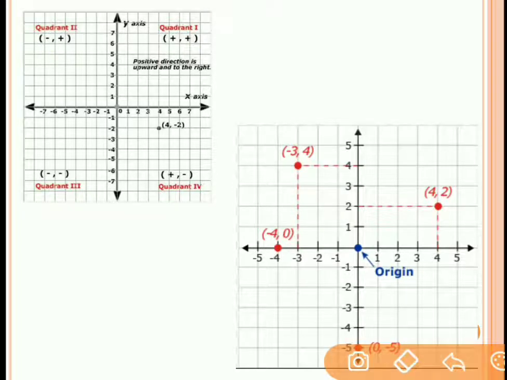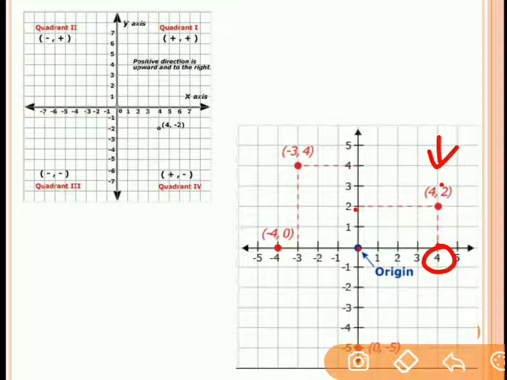Now let us see. There are 4 points given over here in the Cartesian plane. First point is 4, 2, in which x is positive and y is positive. What it determines is that the x coordinate is 4. So if you go 4 units from the origin, you will get this value as 4 on the x-axis. And similarly, the second value of the round bracket determines the y coordinate. The y coordinate is represented on the y-axis by going 2 units upward from the origin, because y is positive.